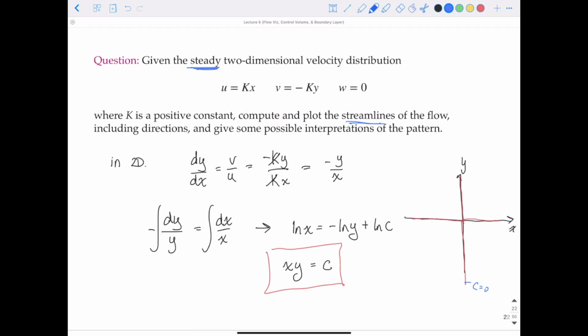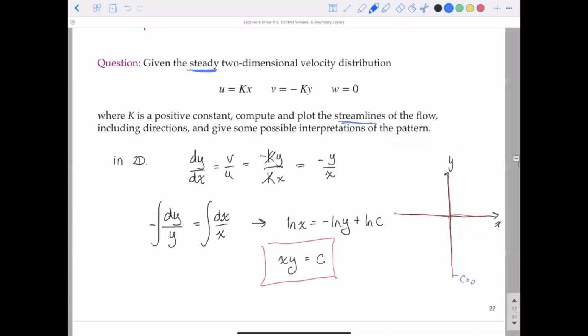Is it non-negative? I'm not sure what you mean by non-negative. C can be anything. It's just an integration constant.